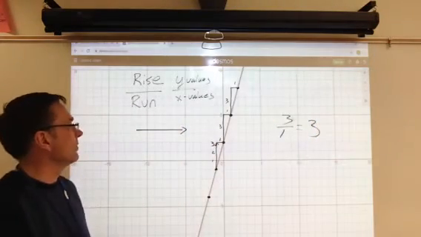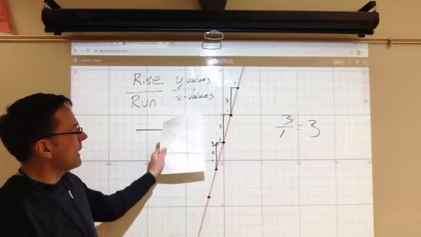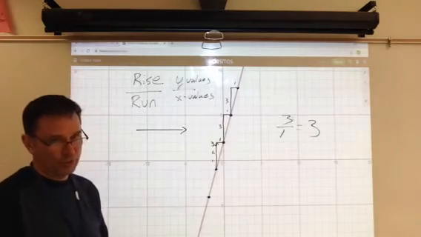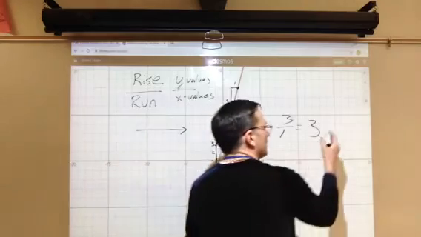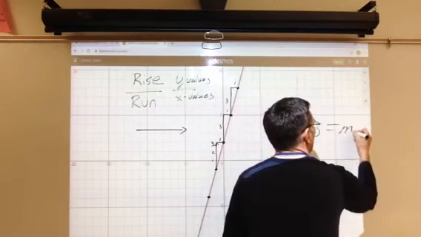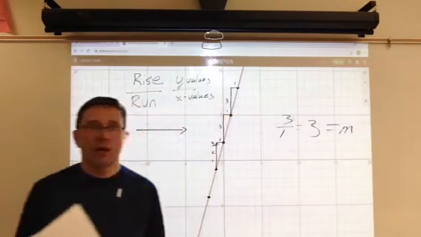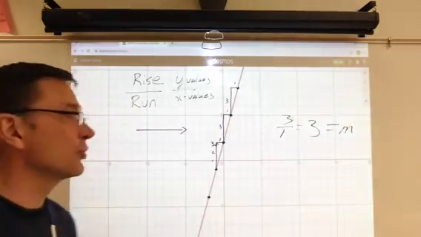It's a positive 3. It's going up 3, which is a positive way, and to the right 1, which is positive. Typically for slope, we refer to this as our m value. M always stands for slope.